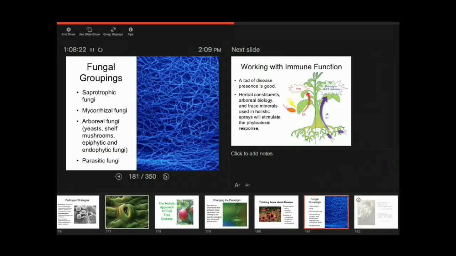So in the fungal realm, there's all kinds of... tell me what time it is, there's too much glare from me. A little after 2, okay. We'll take a break closer to 3.